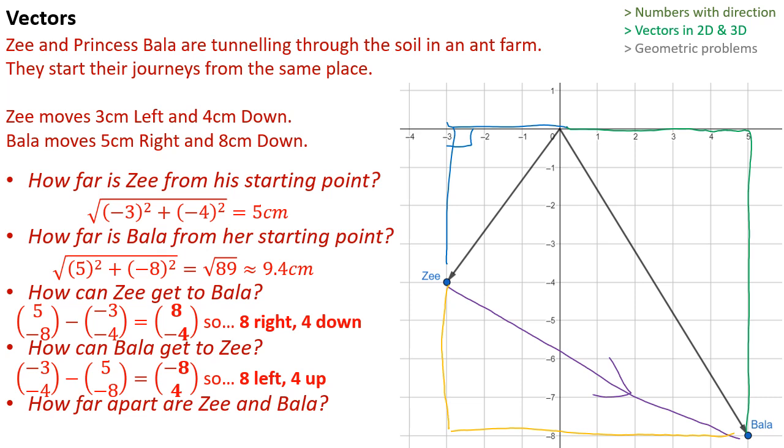We can also choose to use either of those two vectors to answer the final question. How far apart are they? Well, we've already got ourselves another right angle triangle here. If we know the vector for how to get from one to the other, all we need to do now is a bit of Pythagoras, and we can get the distance between them.